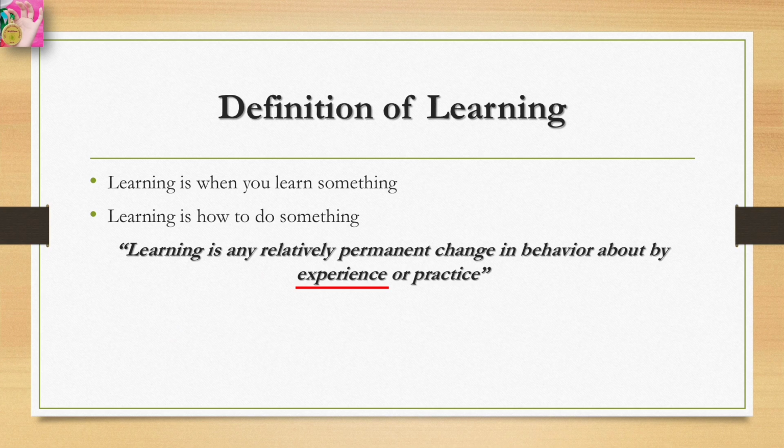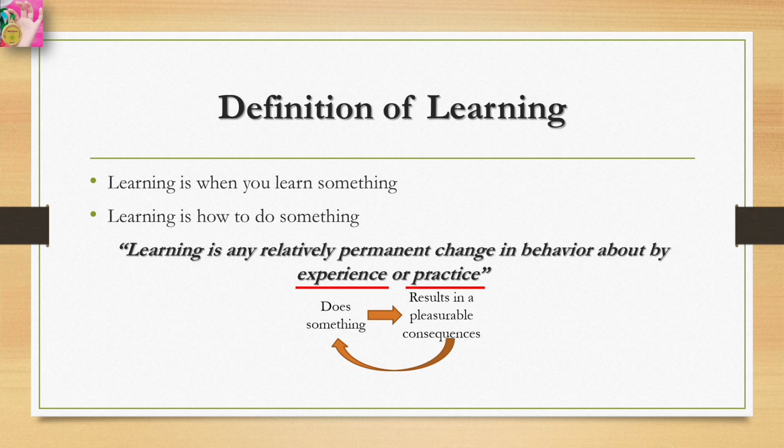Now, as for the part about experience or practice, think about the last time you did something that caused you a lot of pain. Are you going to do it again? Of course not. You don't want to experience that pain again. So you change your behavior to avoid the painful consequence. And this is how children learn not to touch the hot stove. Of course, if a person does something that results in a very pleasurable consequence, that person is more likely to do that same thing again.